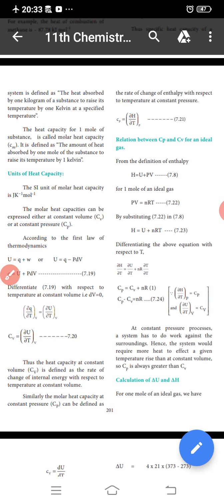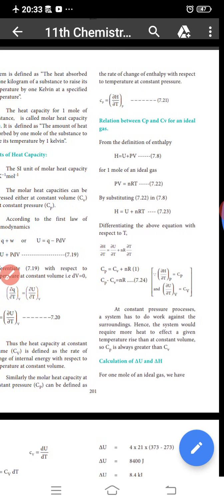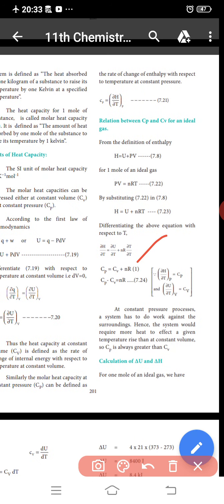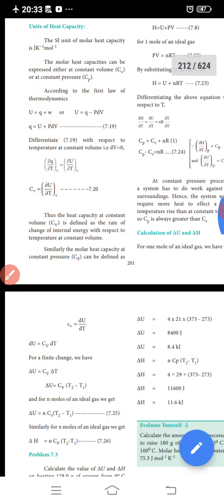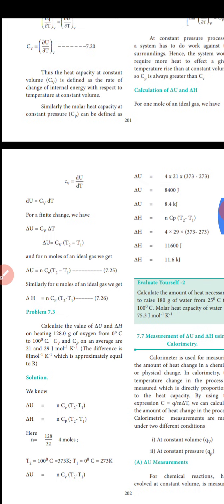Substituting into this equation, Cp is equal to Cv plus nR. So Cp is always greater than Cv, and Cp minus Cv is equal to nR. Next, we discuss the calculations of ΔU and ΔH.